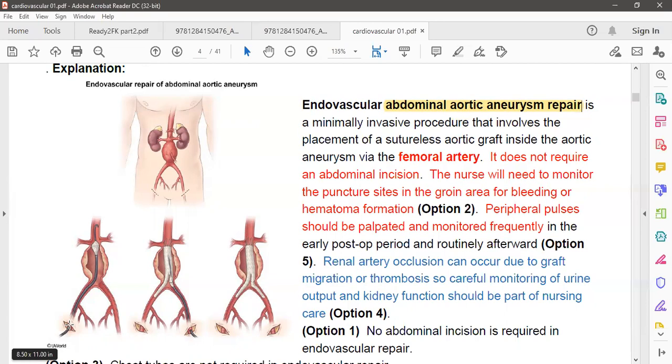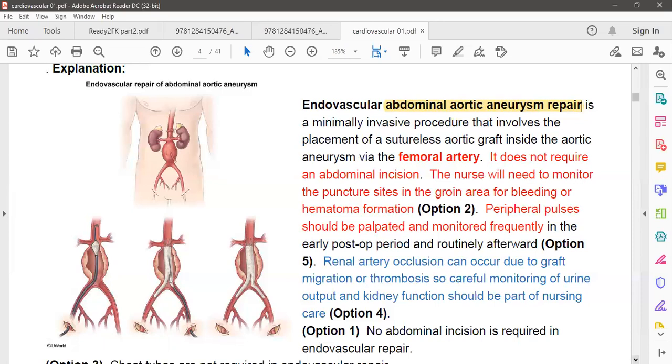The nurse will need to monitor the puncture site at the groin area for any kind of bleeding or hematoma formation. If we see bleeding or a hematoma, we should notify the healthcare provider. Peripheral pulses should be palpated and monitored frequently in the post-operative period. Very important.